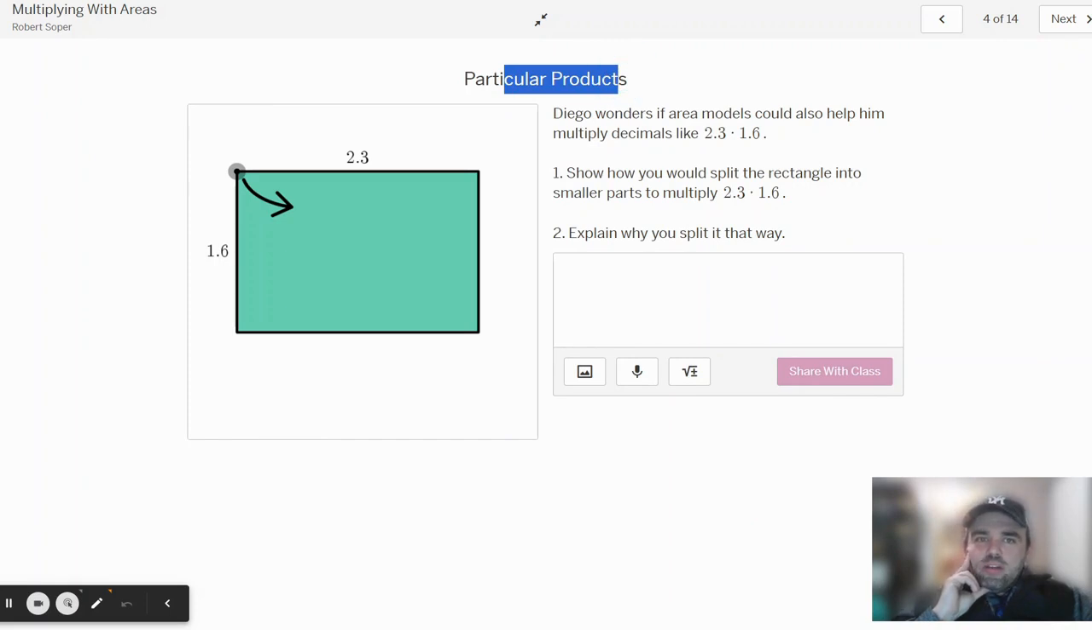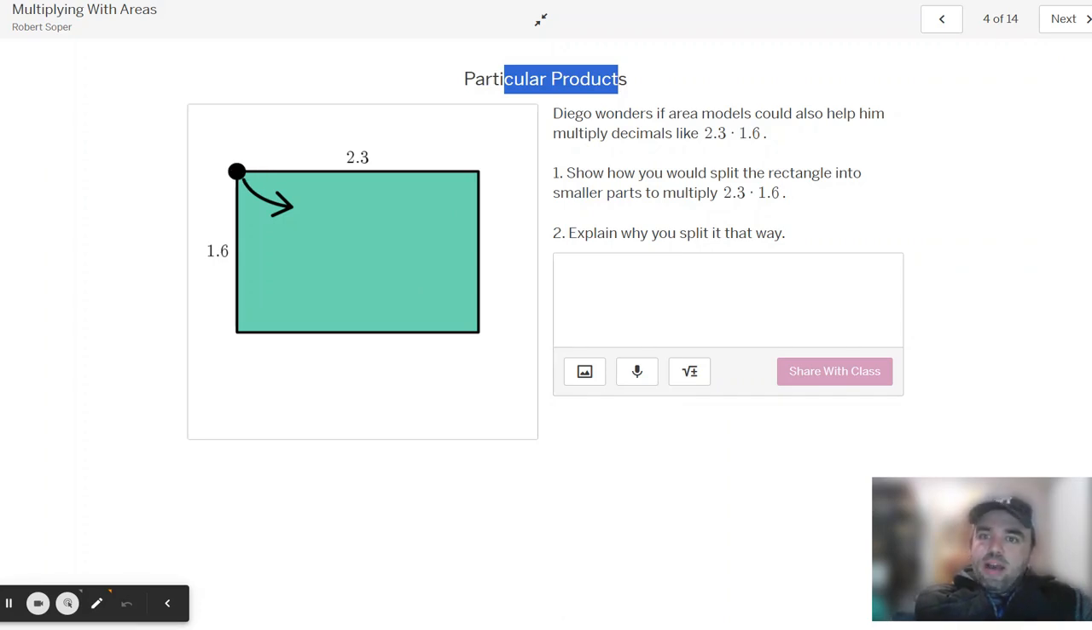Particular products. Diego wonders if the area models could also help to multiply decimals like 2 and 3/10 times 1 and 6/10. Of course, Diego. Show how you would split the rectangle into smaller parts to multiply 2 and 3/10 times 1 and 6/10. Explain why I split it that way. Go and take a minute and see how you would divide this. Pause the video, and then I'll come back and show you how I would.